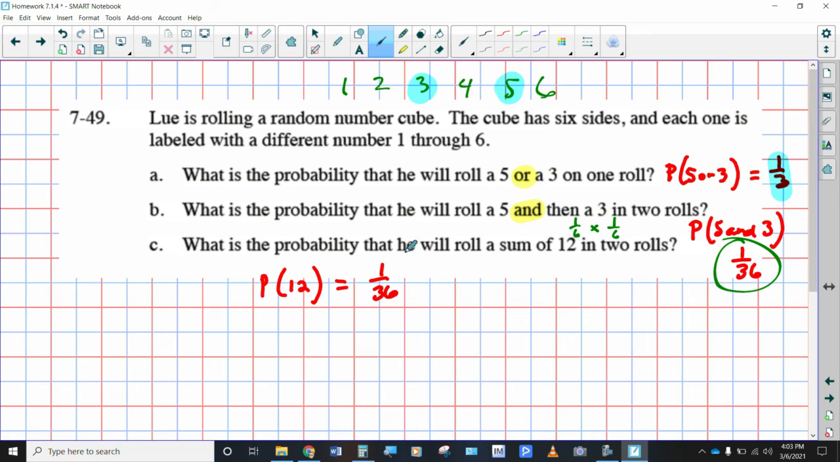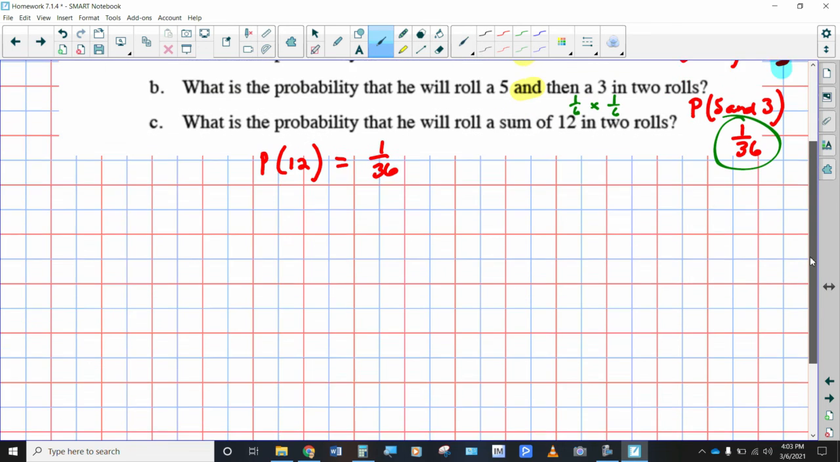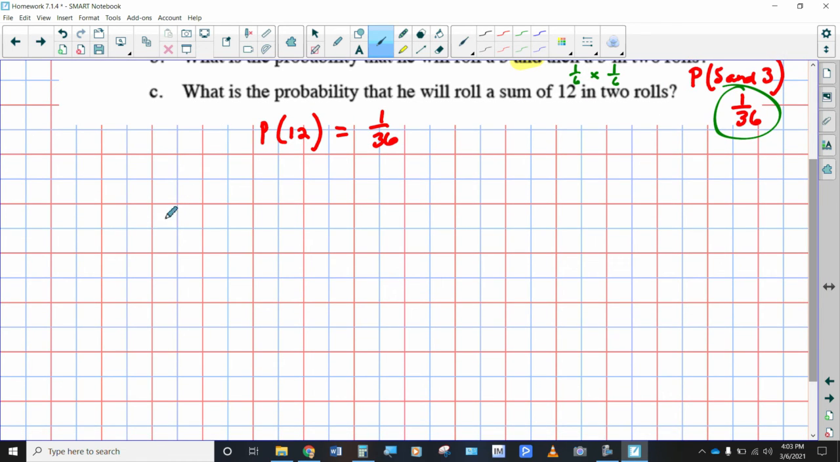And then what's the probability that he will roll a sum of 12 in 2 rolls? Okay, how do you get a sum of 12? Well, let's figure out what all the possible combinations are. You could have a 1 and a 1, which is equal to 2, right? You could get a 1 and a 2, which is equal to 3. You could get a 1 and a 3, which is equal to 4. And you could keep doing this, but you know what? How are you going to get a sum of 12 unless you roll a 6 and a 6? There's no other possible combination.